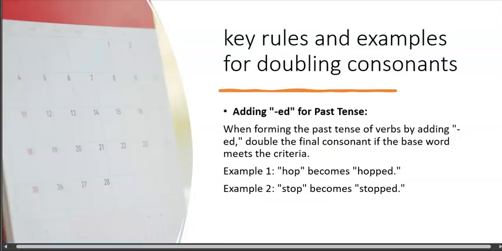Okay, so let me look at the key rules for doubling. We have something we call adding ed for past tense. So this is the doubling rule. When you want to change something to the past tense, you notice we add ed. So when forming verb tenses, we add ed. Sometimes you find there are some words where you have to double the last consonant. For example, hop, the past tense will be hopped. You notice that there's a double p. Stop, stopped. We add ed to show past tense, but we double the p. So this is one rule. Doubling of consonants happens when we are adding ed for the past tense. Okay, so I've given you that example.